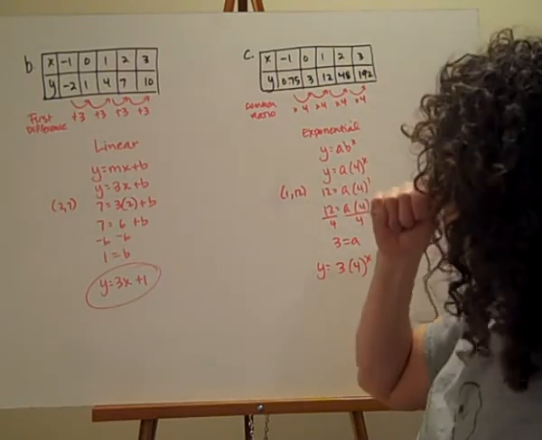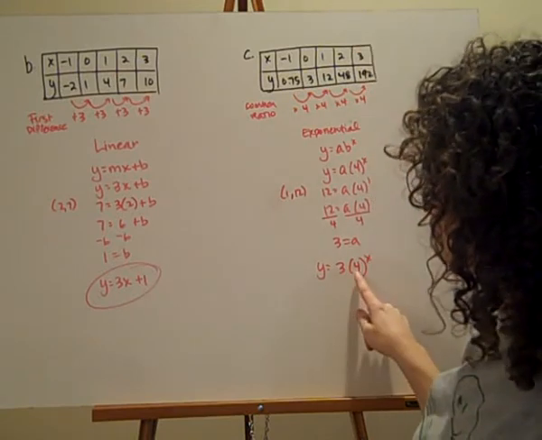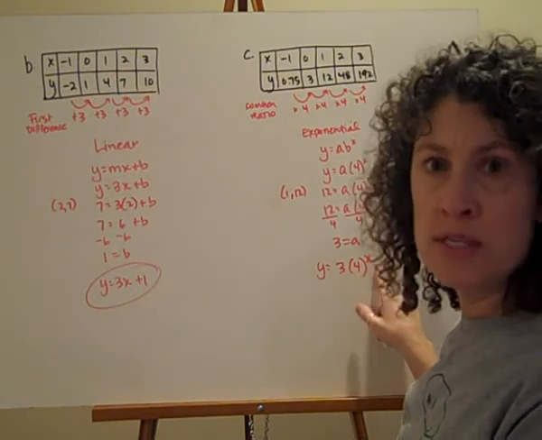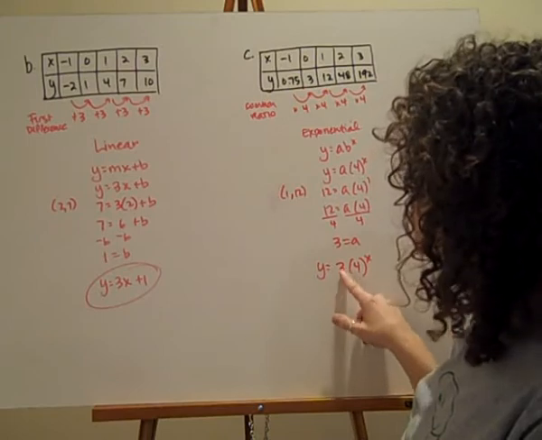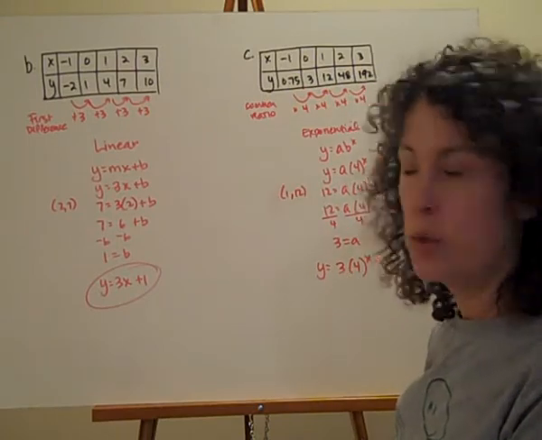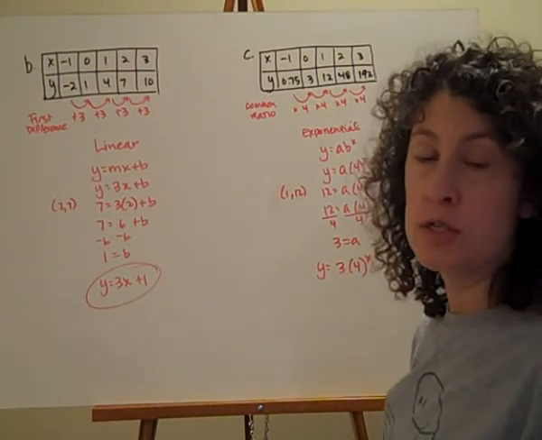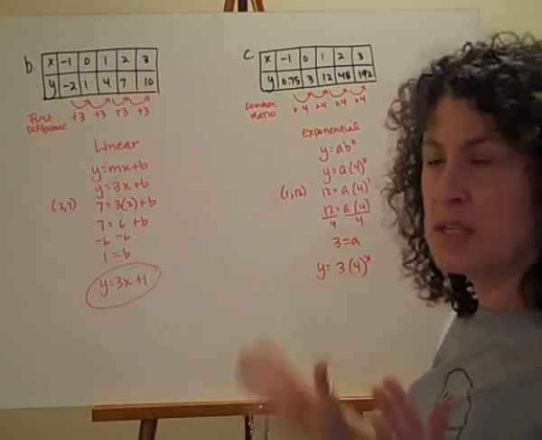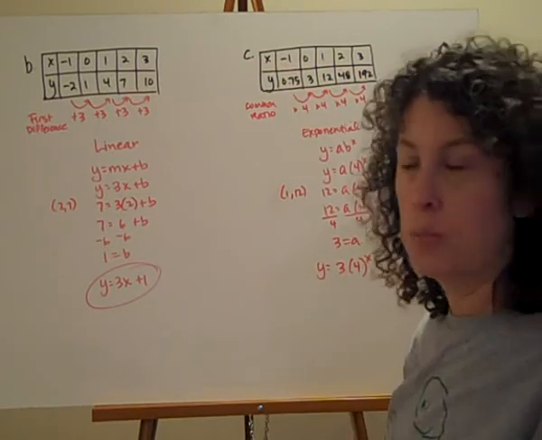Again, I'm going to go back and check it. And let's use this 2, 48. 4 to the second power is 16. 16 times 3 is 48. So that totally works. Please make sure you check your equations. That's kind of a big deal. If it doesn't work in the table, it's really not going to be much help to you.